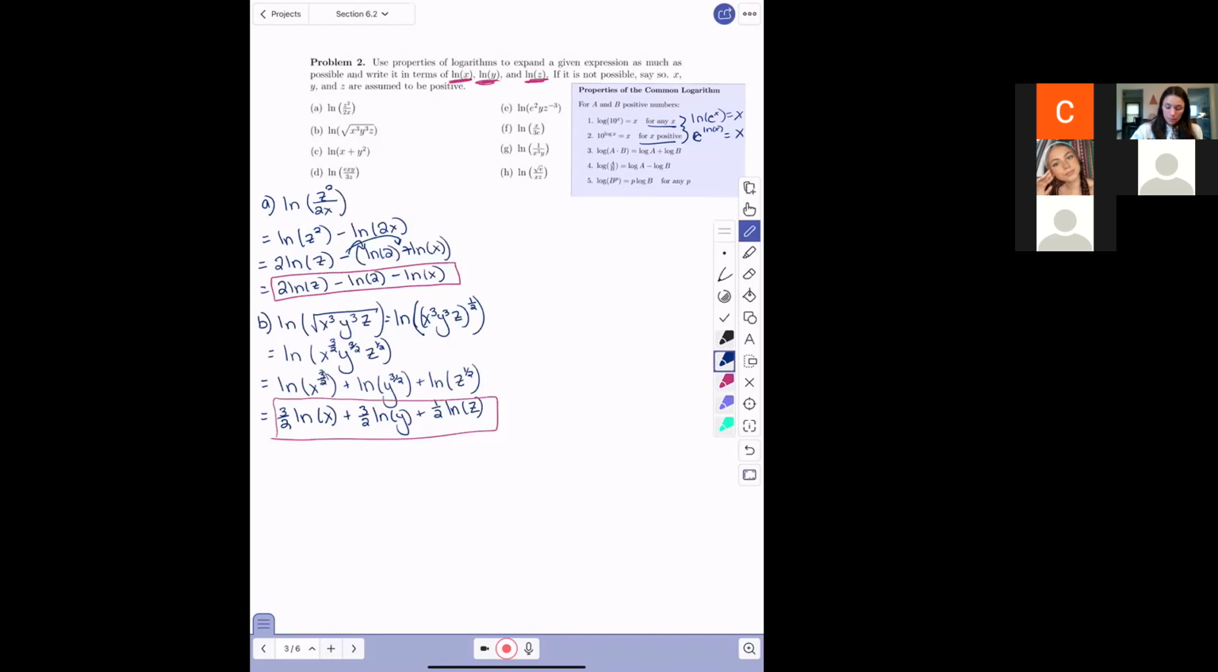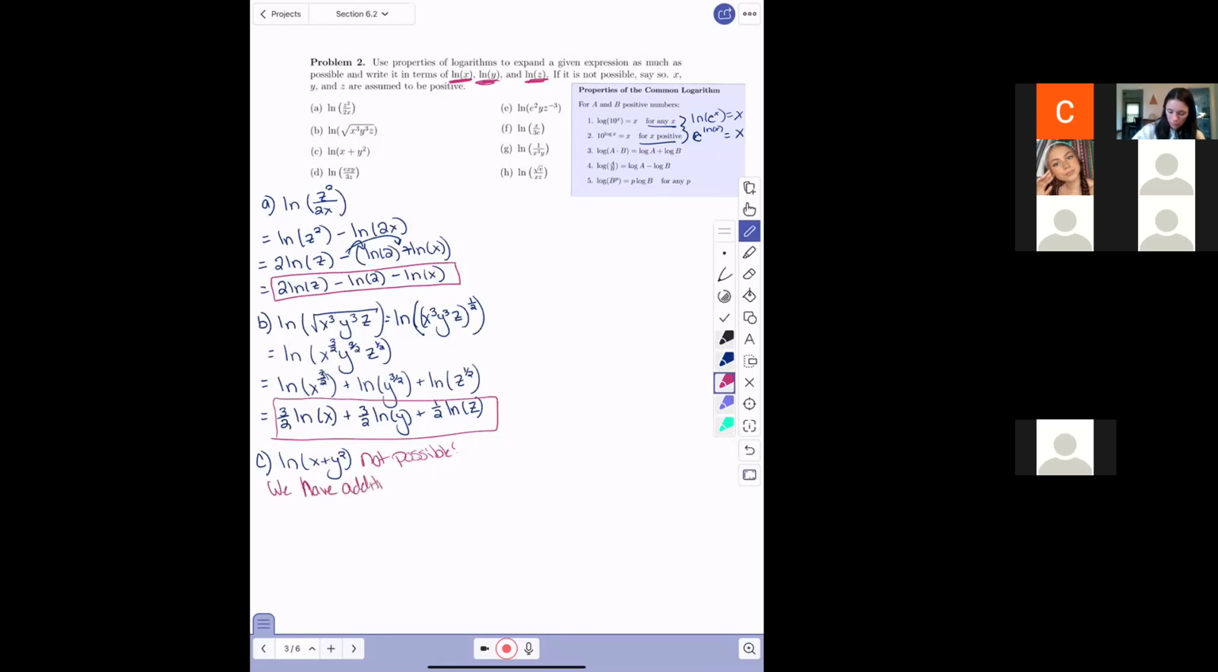Okay, problem C. Can we expand this? We have the natural log of x plus y squared. No. Good. Not possible. Someone else tell me why. Because you can't add in parentheses. Good. We have addition in the natural log. So we can't simplify it.